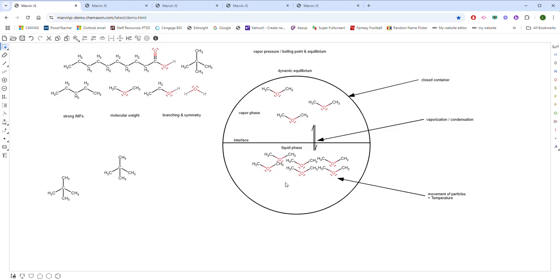In a closed system, it's very simple. A substance will want to go from the liquid to vapor phase, but it will happen almost simultaneously, and that is the process of vaporizing and condensing. The vapor pressure in a closed system is very closely related to the movement or the temperature of the particles. Different liquids are going to exhibit different amounts of vapor pressure based on the things that we already talked about.